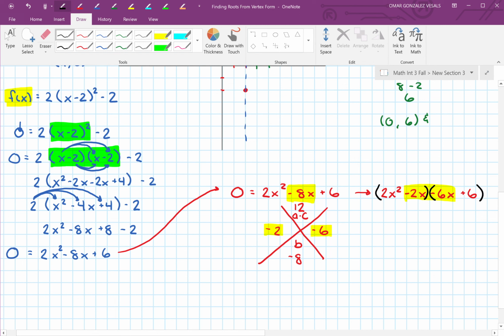The first parentheses, does it have anything in common? They have something in common. What do 2x squared and negative 2x have in common? They have a 2 and a what? And if I take a 2 and an x away from them, inside I'm left with x minus 1. Do you guys agree? Are you guys confused about what happened there? Okay, so basically what I did, here, I'll move this down.